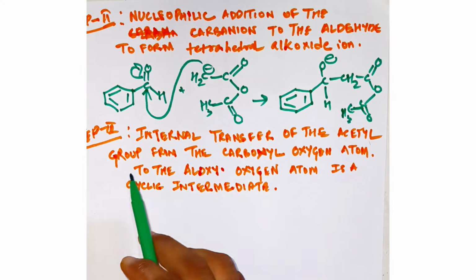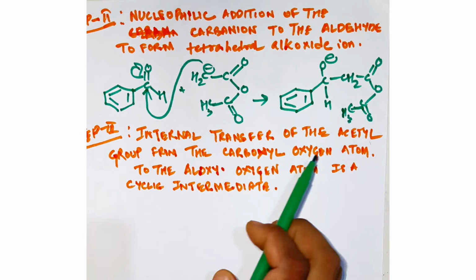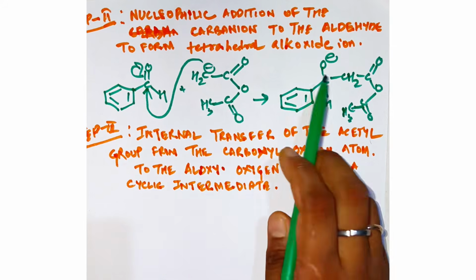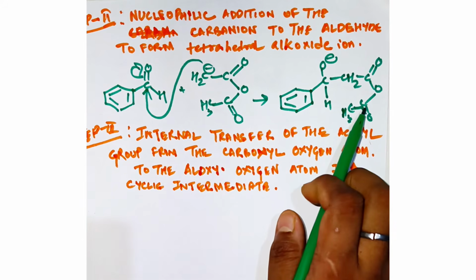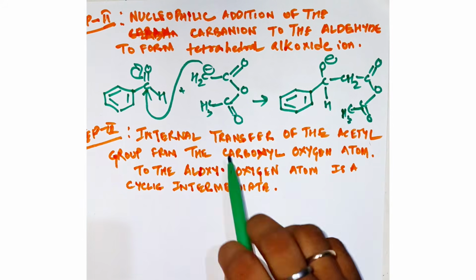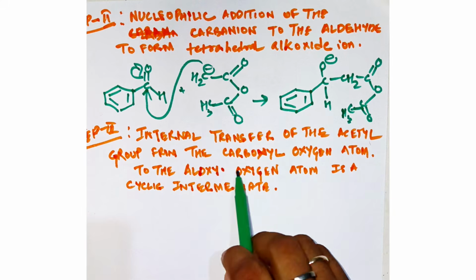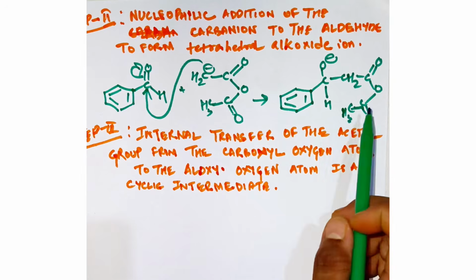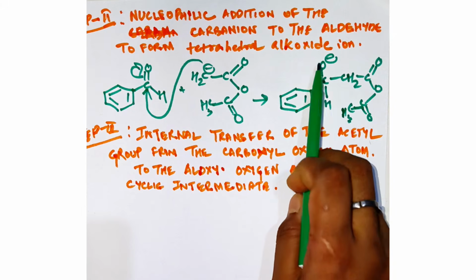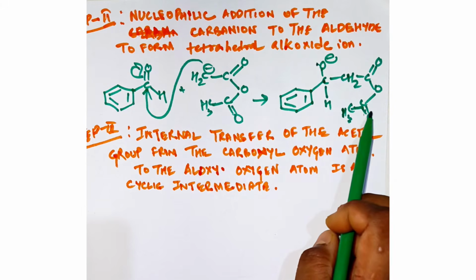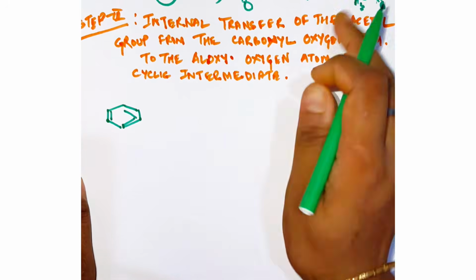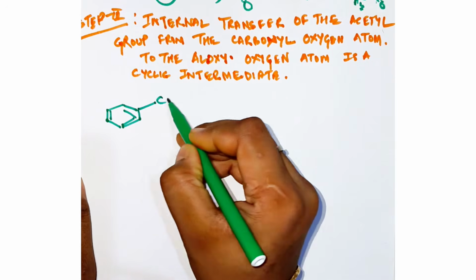Now in this step 3, there is internal transfer of the acetyl group. That means the internal transfer of this acetyl group will take place from the carboxyl oxygen to the alkoxide oxygen. Okay, this is the carboxyl oxygen, to the alkoxide oxygen. So this I will explain through the diagram. Now this molecule you have, so you draw this one like this.